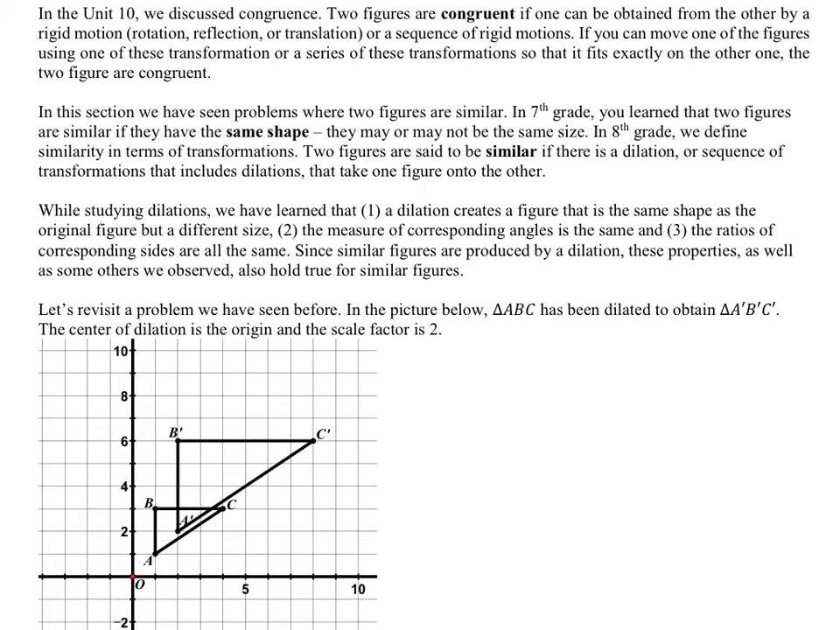While studying dilations, we have learned that one, a dilation creates a figure that is the same shape as the original figure but a different size. Two, the measure of corresponding angles is the same. And three, the ratio of corresponding sides are all the same. Since similar figures are produced by dilation, these properties, as well as some others we observed, also hold true for similar figures.